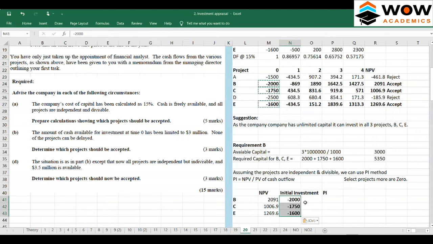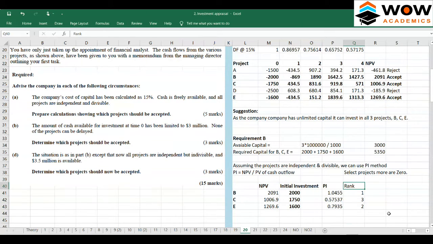So we got the numbers, yes. We can remove the minus symbol. We don't need the minus symbol. So let's get the PI. PI is nothing but this is the numerator, this is the denominator. So we got the number. Okay, so the higher the PI, the better. So as per that, we have to rank it. If we rank, this will be number 1, this is 2, this is 3. So we have to invest in that manner only.